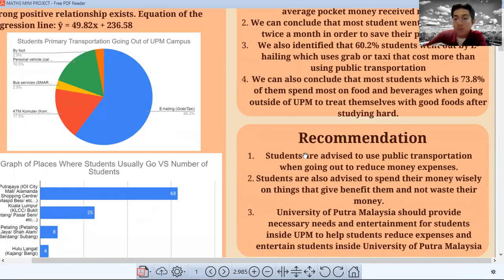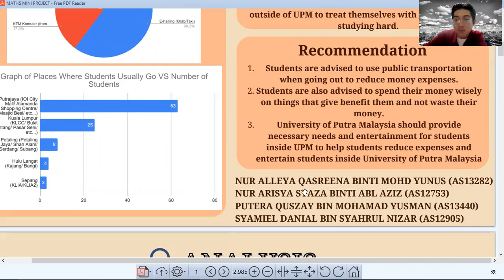For recommendations, we would advise students to use public transport mostly when going out, since it costs less money. Students are also advised to spend their money wisely on things that benefit them and not waste it. And thirdly, the university itself, UPM, should provide necessary needs and entertainment for students inside UPM to help them reduce expenses and entertain them.